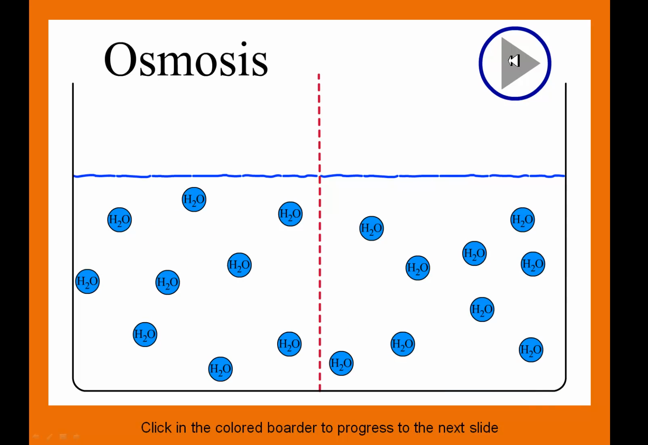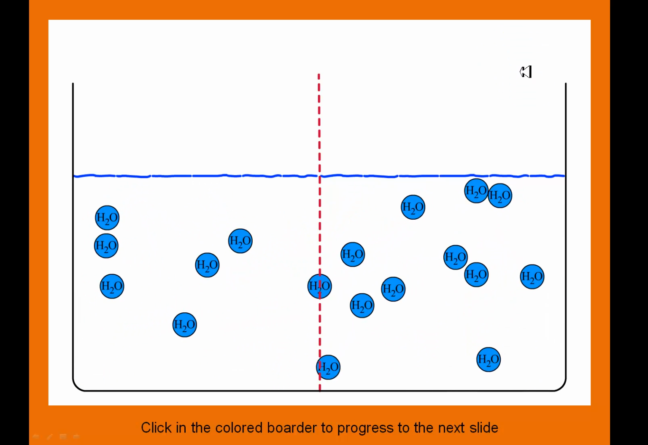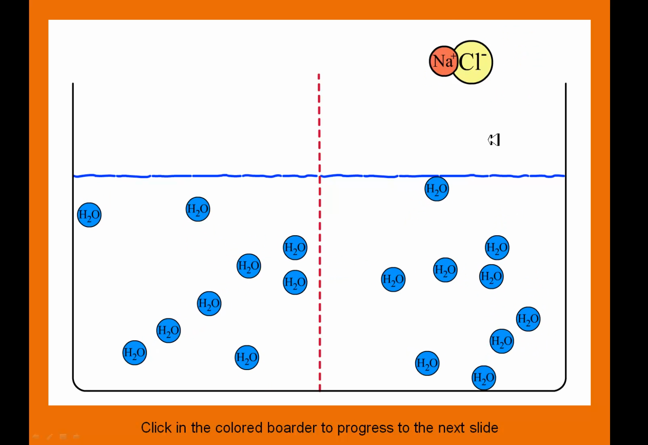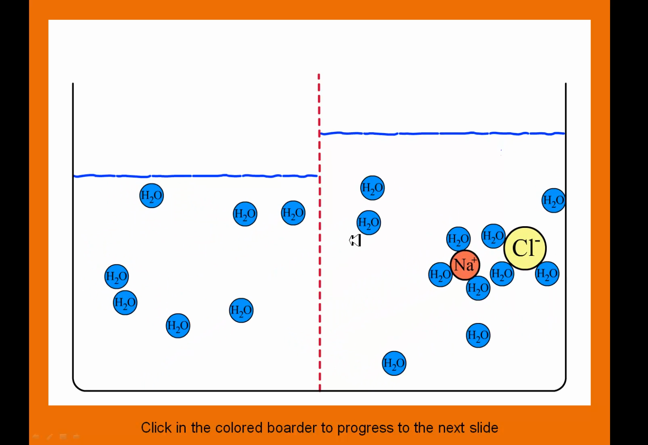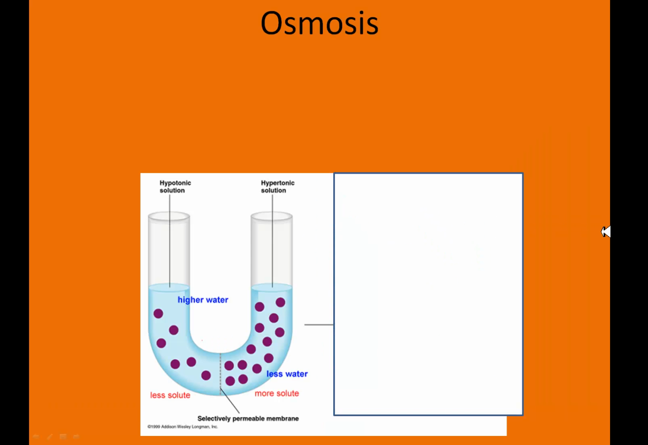Here's an example of osmosis. Got water on both sides. We have a semi-permeable membrane in between. And you can see that the water actually moves from one side to the other. And if we add some salt to this side, now we have less water on this side, and the water moves over here, and what happens is this level drops and that level goes up. That's osmosis, diffusion of water from where it's high to where it's low.